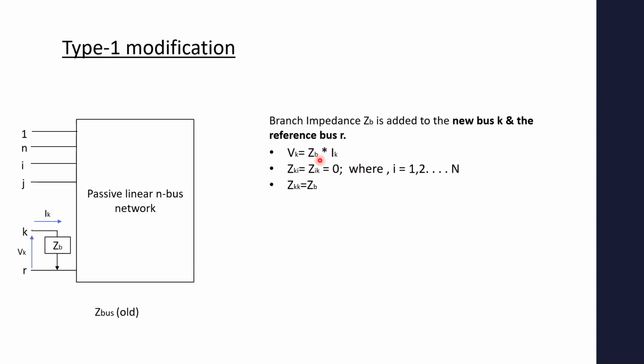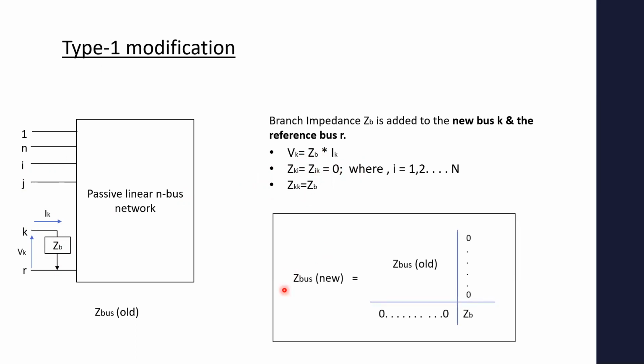VK is equal to ZB times IK, the voltage drop across this impedance. Then ZKI and ZIK would be 0. Why? Because there is no connection between I and the Kth bus. So ZKI and ZIK is 0. Simple. And ZKK equals ZB.